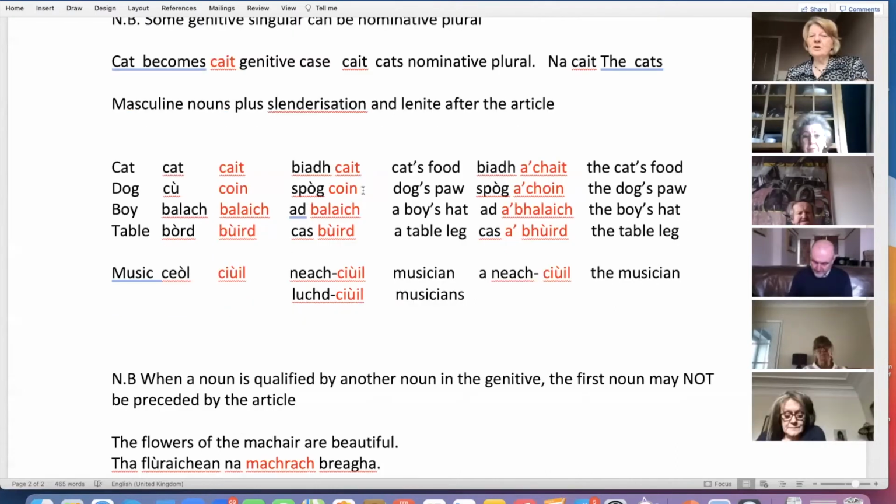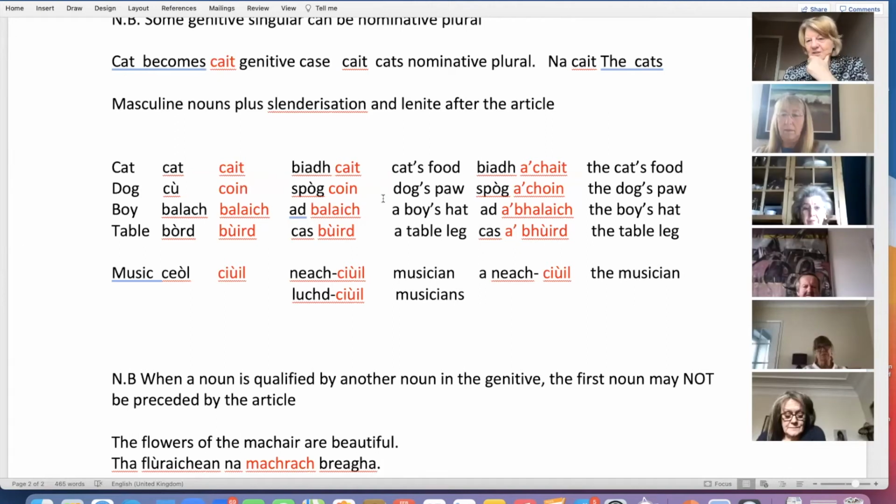How would you say the dog's food is in the kitchen? Tha biadh a' choin anns a' chidsin. Biadh a' choin, because a' choin, the dog's. All right, so who is the dog? Got it. Right, you got it now? So who is the dog?